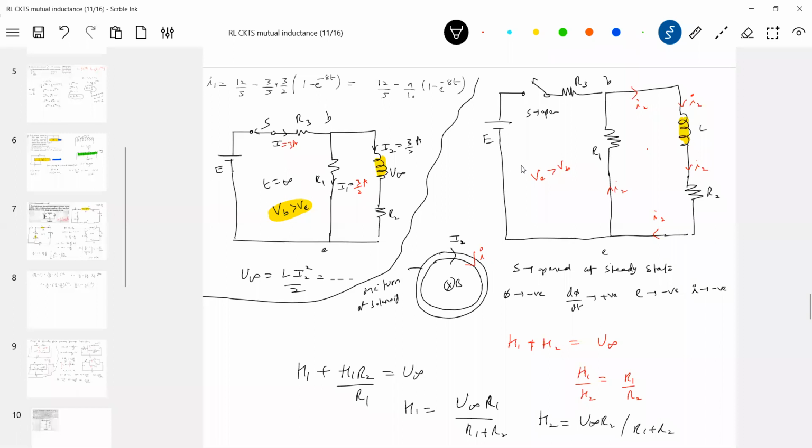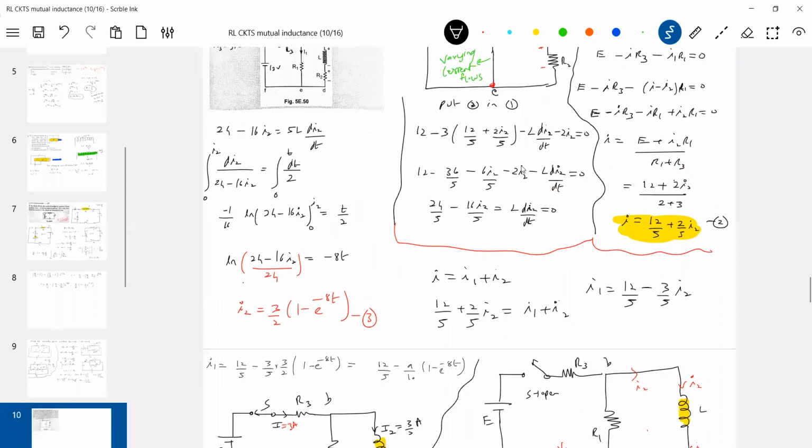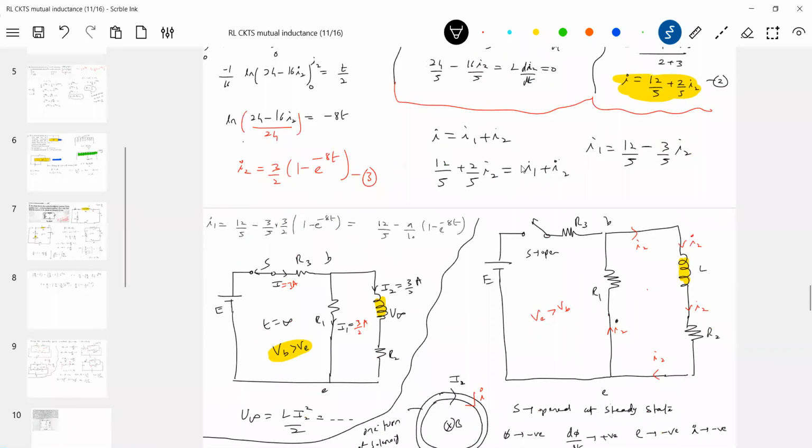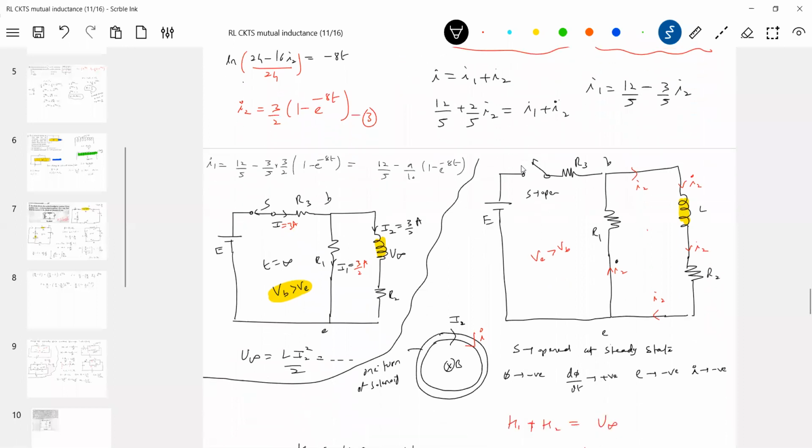So when they're parallel, then what happens? H1 by H2 will be R2 by R1. Go back to Ohm's law, series and parallel, very important. Here the two resistors are in series. How you can see series: the same current flows here. This direction of current through the resistor R1 is something very important. It will change. Earlier, it was flowing from B to E. Now it will flow in the other direction. Let it be I2 dash. Don't get confused with that.